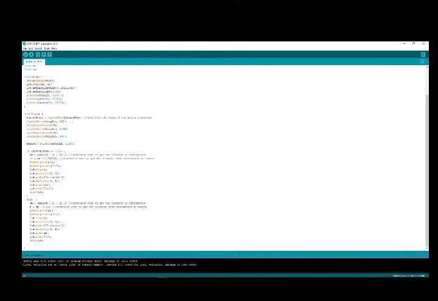Then digitalWrite trig pin LOW with a delay of 2 microseconds. digitalWrite trig pin HIGH with a delay of 5 microseconds. digitalWrite trig pin LOW. Period equals pulseIn echo pin HIGH.